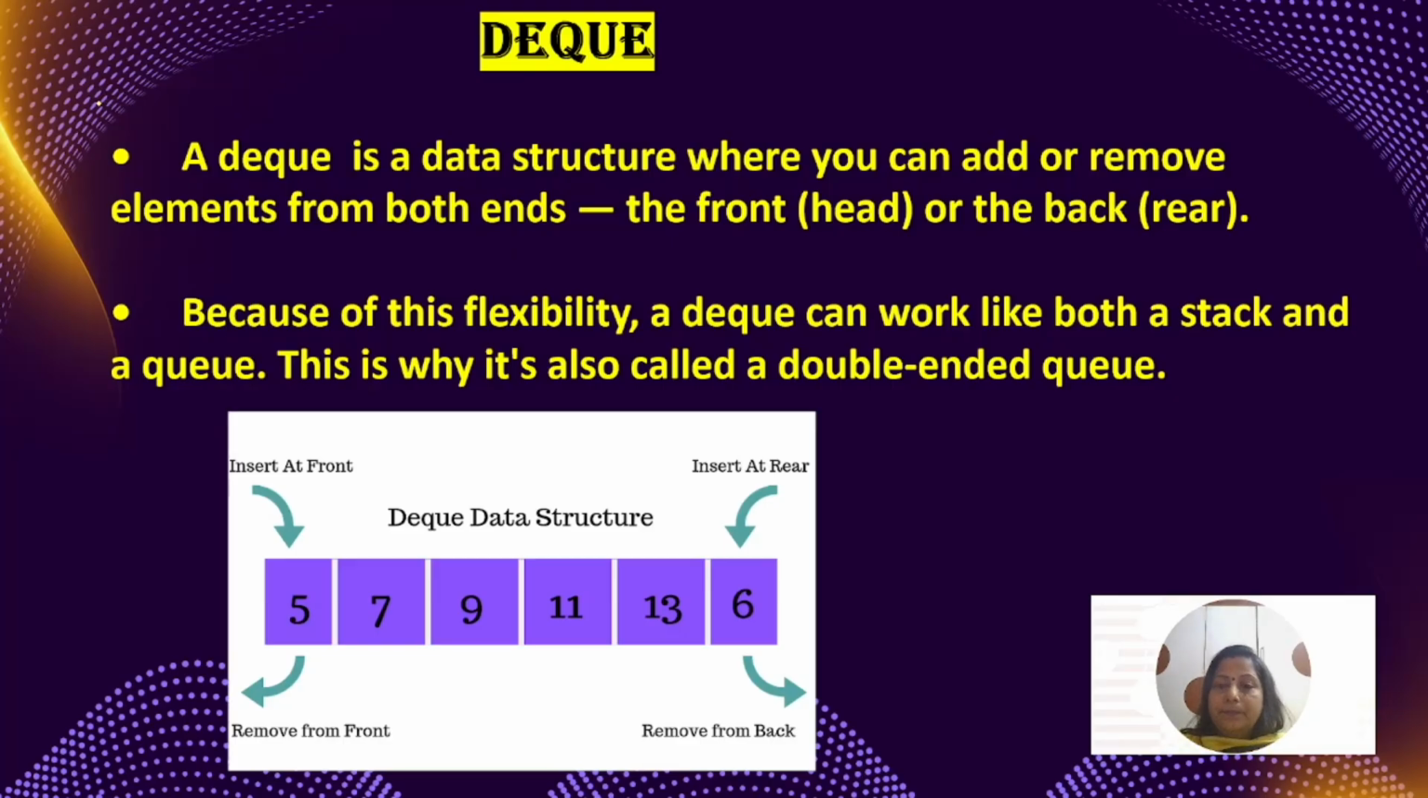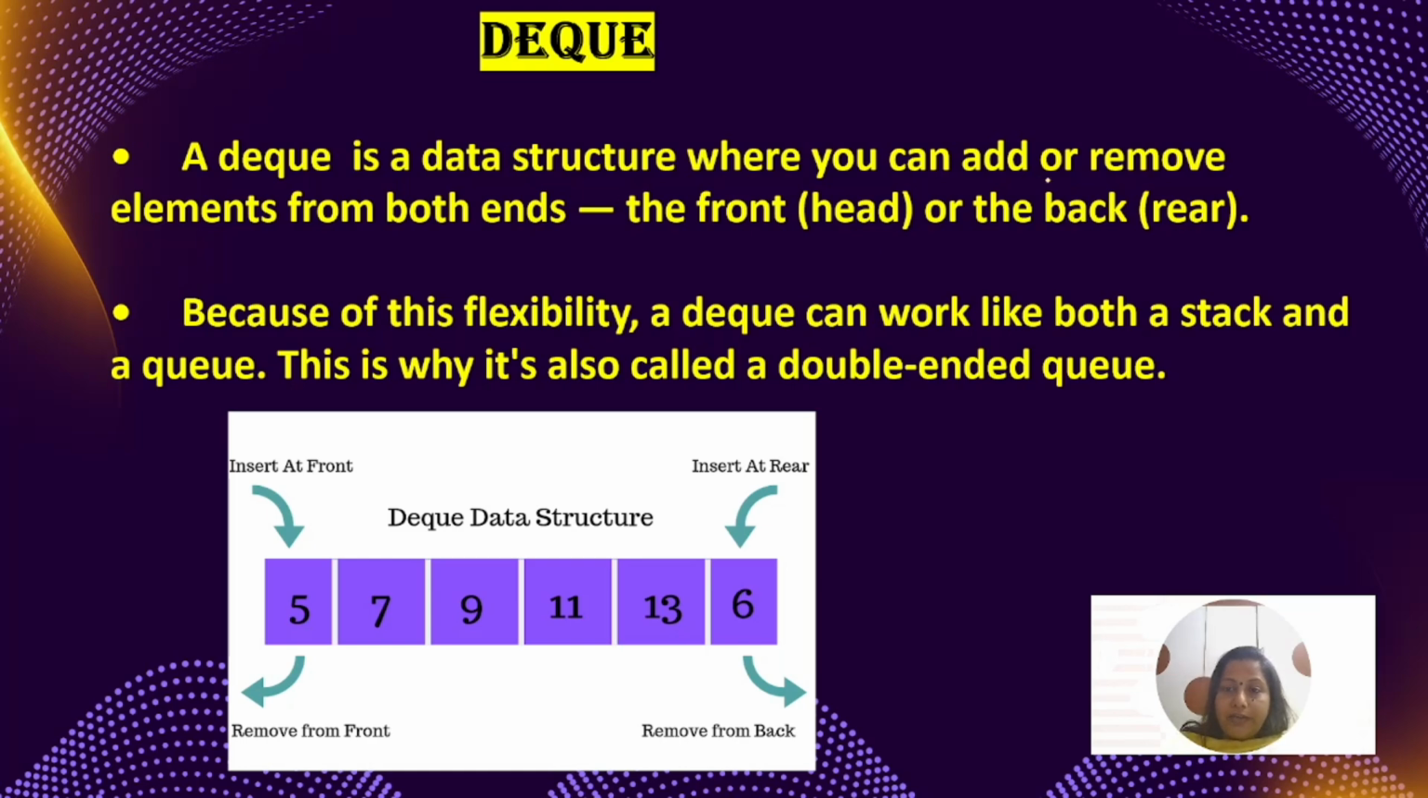The next concept is deque. Remember the spelling of deque is D-E-Q-U-E. Don't get confused between DQ and deque. DQ is an operation, where you remove an element from the queue. But deque is another kind of data structure.